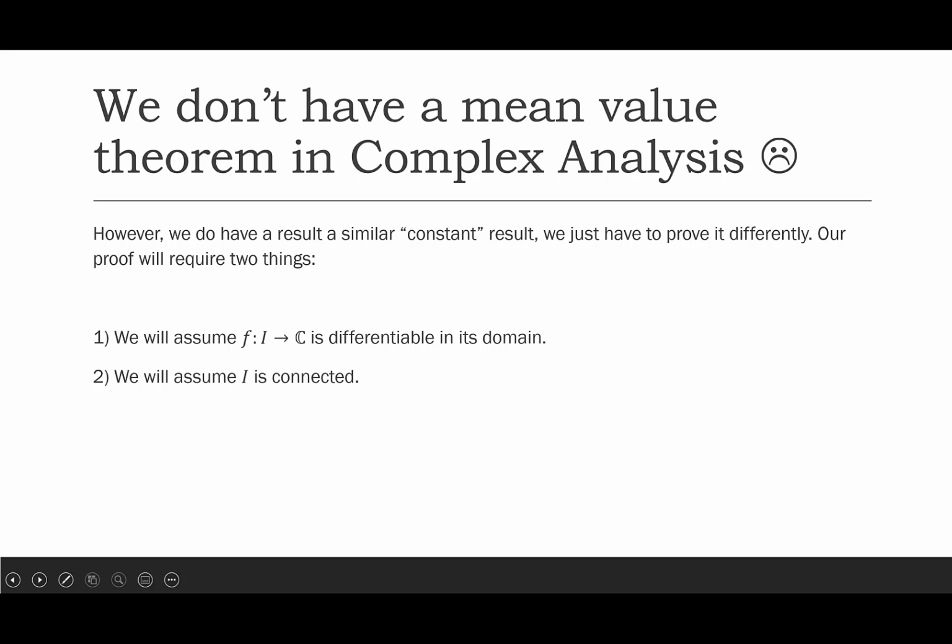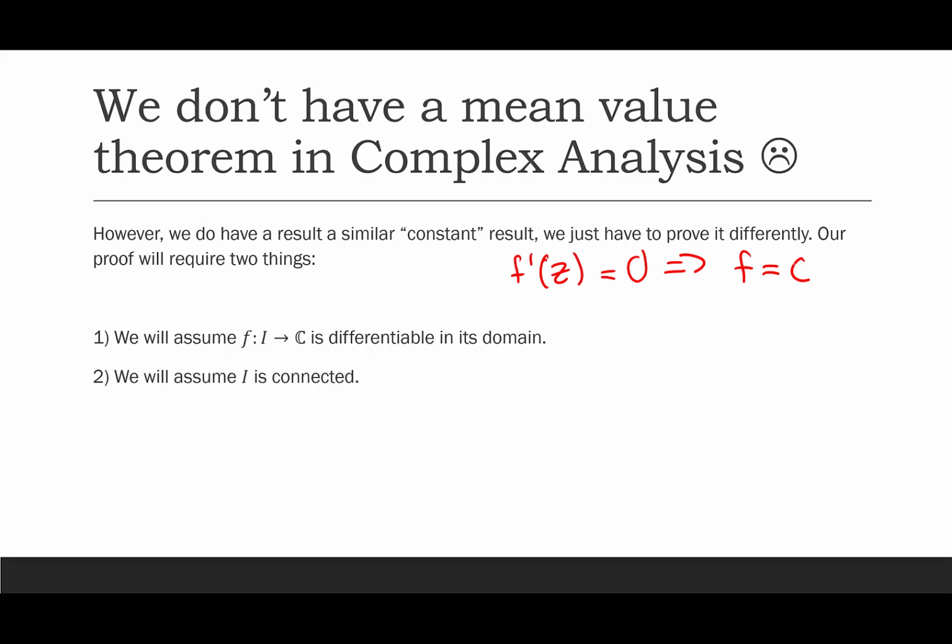Unfortunately, there actually is no mean value theorem in complex analysis. Later on, if we get far enough, we may see something called the mean value principle of complex analysis, but we don't really have a complex analog for the mean value theorem. So we're going to have to prove this constant result in a different way. What I mean by constant result is, if you have a complex function whose derivative is always 0, then this implies that the function had to be a constant to begin with. So we have some work to do.